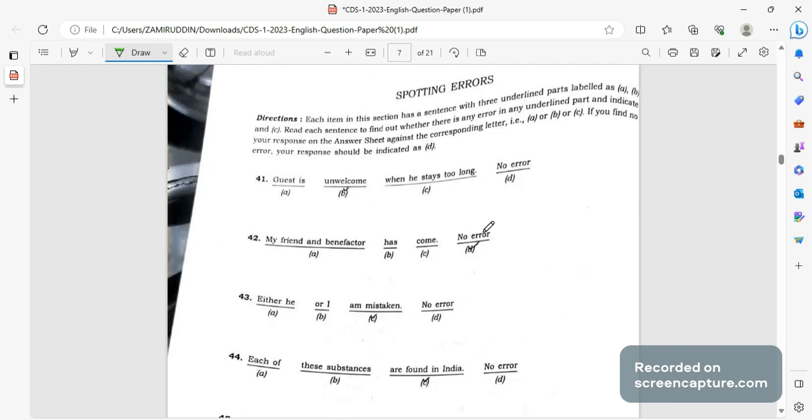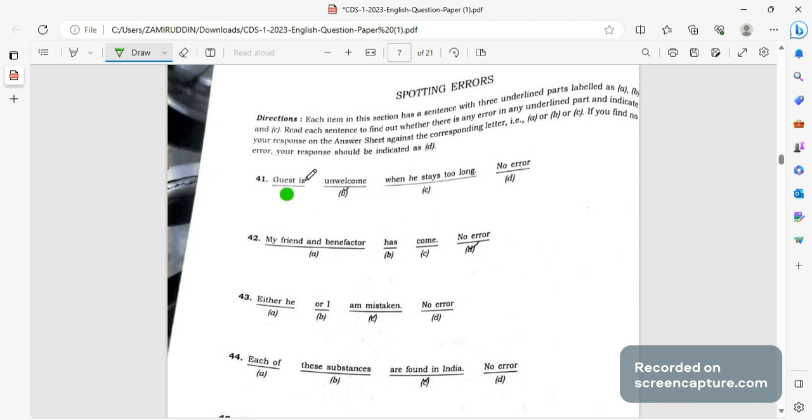Now we are moving ahead to spotting errors. Out of the four options, we need to find out where the error lies. So the 41st here: guest is unwelcome. Guest, as you know, is not one guest, it is collective, so we can say guests are. So this is the error, guests are will be the correct answer.